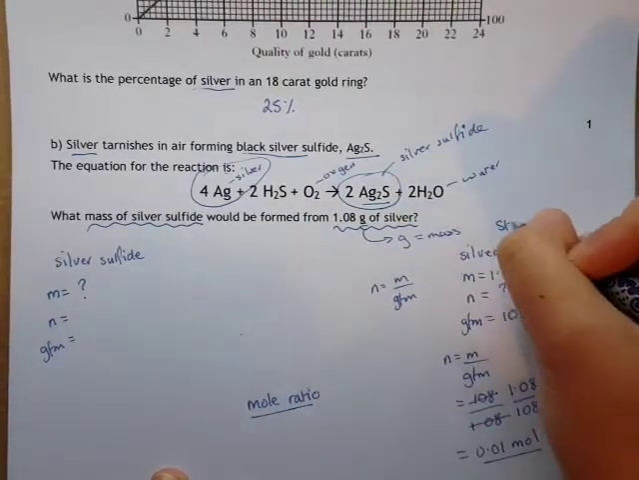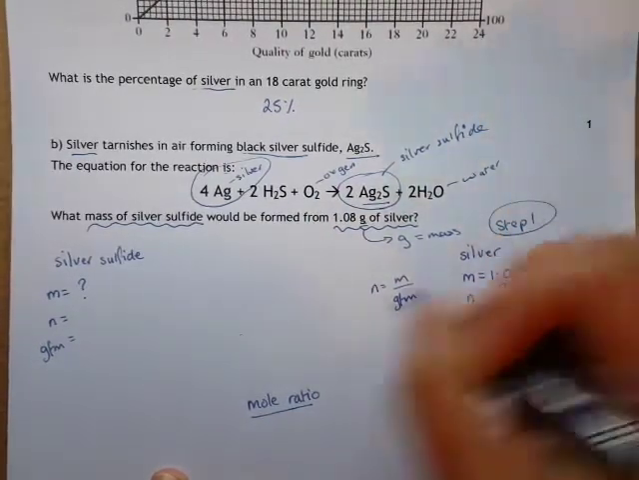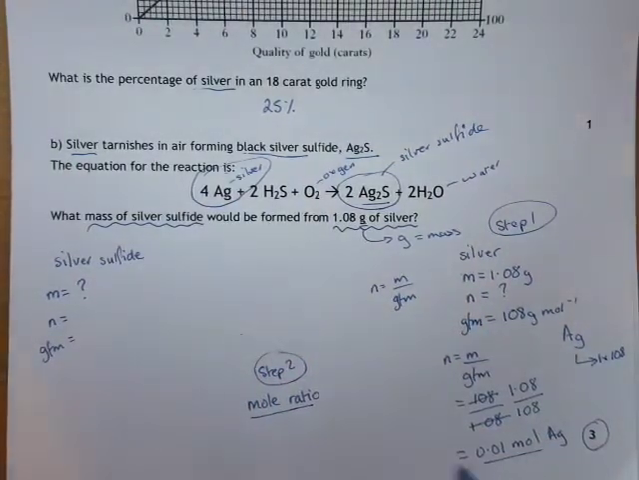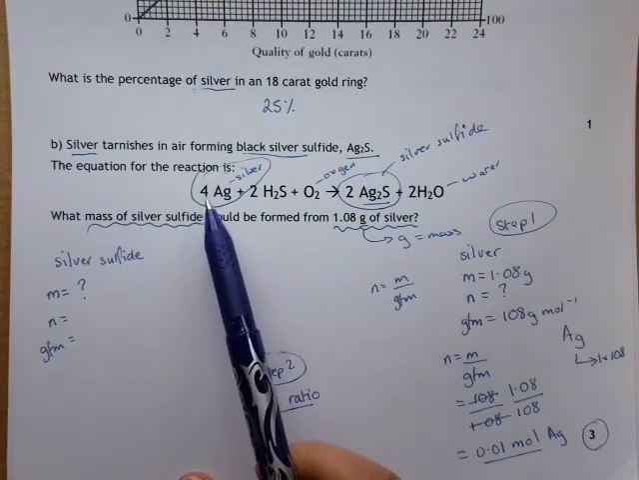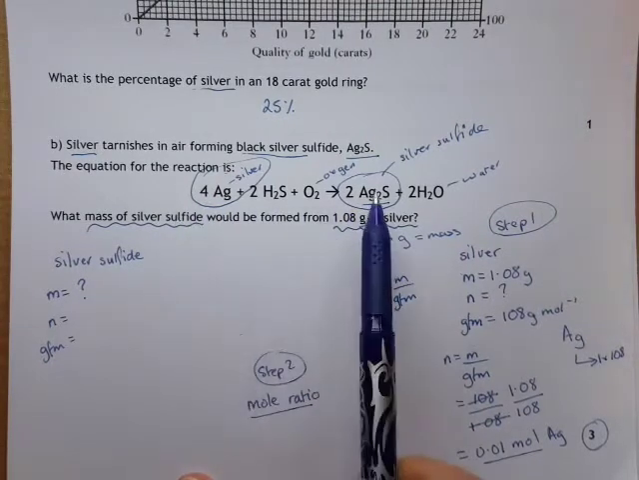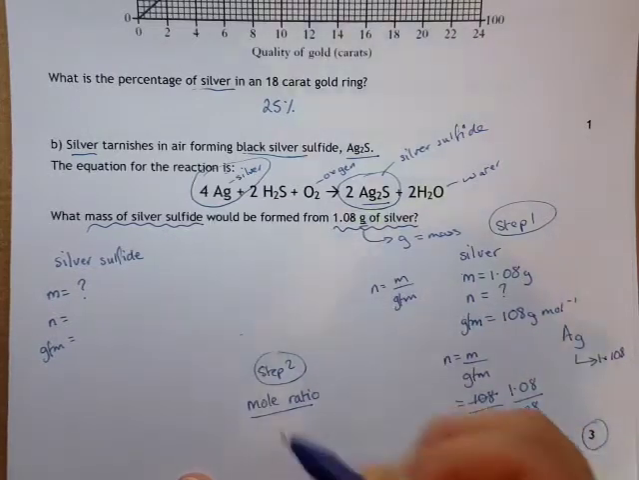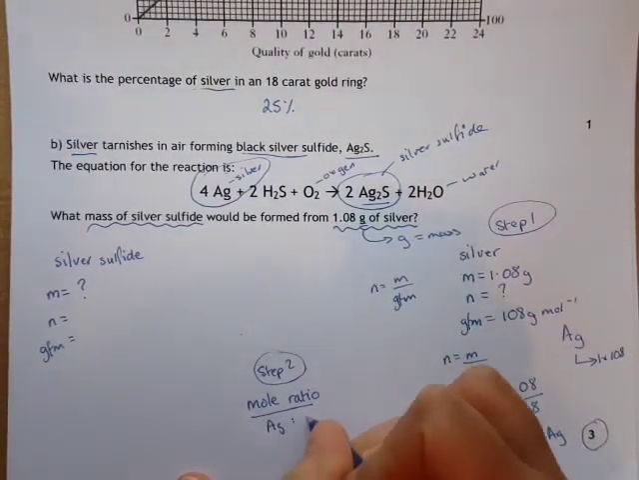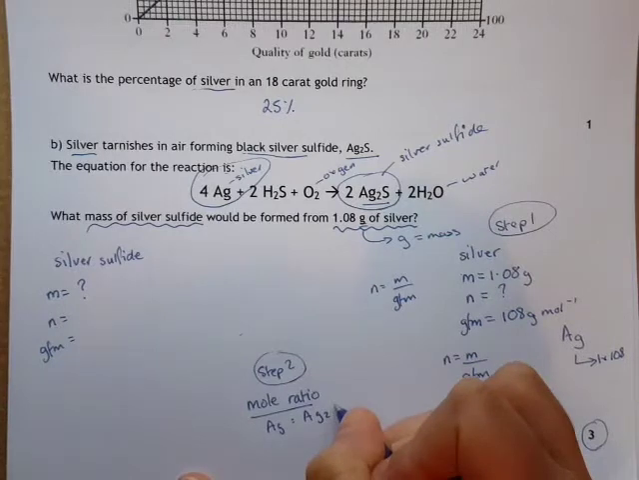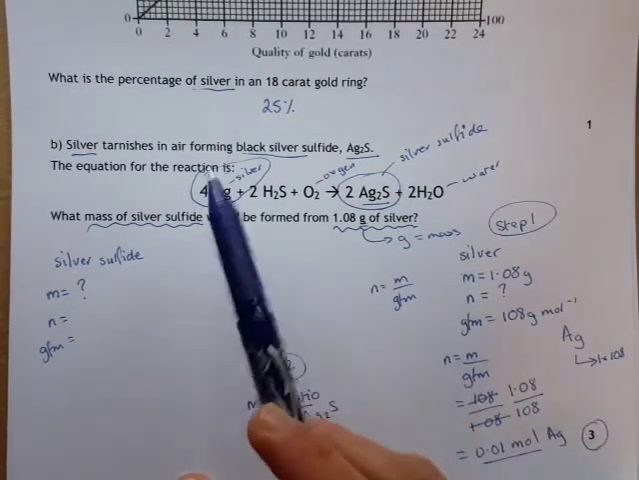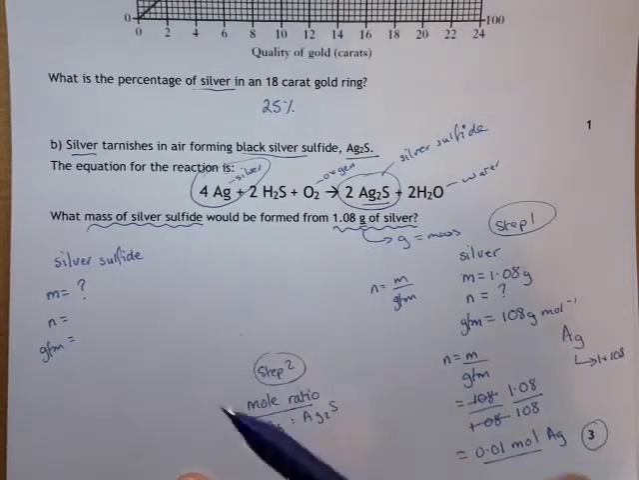So step 1. Step 2 was the mole ratio. The mole ratio is given by the balancing numbers in front of the different substances in the equation. So we're talking about silver and silver sulfide. I always like to write down the symbols. So silver and silver sulfide, the mole ratio is going to be 4 to 2.